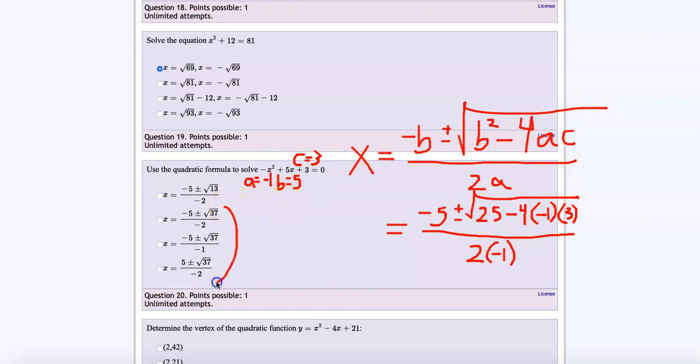So now we're looking at one of these ones right here. So all of these say plus or minus root 37. So what's the difference between them? Well, the denominator here is a negative 2, so it's not going to be the one with the denominator of negative 1. And then this one right here is negative 5 plus or minus root 37 over negative 2. This one is positive 5, and we have a negative 5, so we don't want this one either. So that means that this is the answer right here.